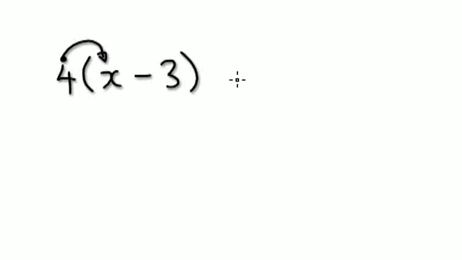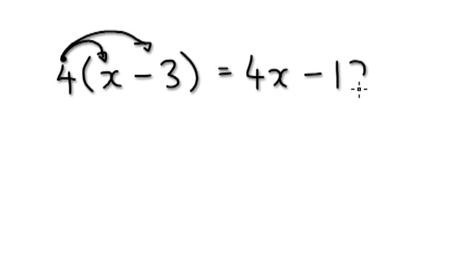So if you have something like 4x minus 3, get this times this, which is 4x, and then because you've got a minus here, it's 4 times minus 3, which is minus 12.